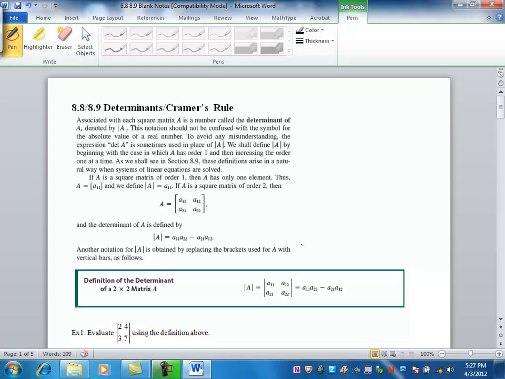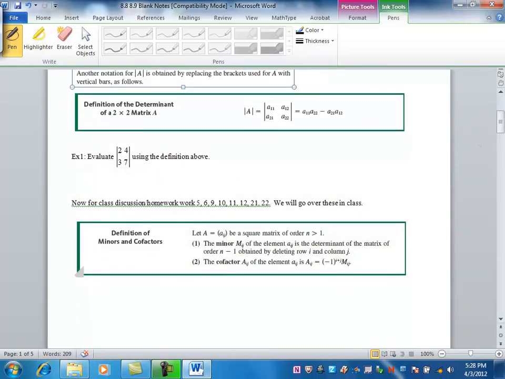Let's take a look at a 2 by 2 matrix, 2 rows by 2 columns. By the definition, we take and multiply these two together, and then subtract and multiply these other two together, and that gets us our determinant. So finding the determinant of a 2 by 2 matrix is fairly simple. If I call this matrix A, the determinant of A, sometimes denoted det A, is equal to 2 times 7 minus 3 times 4. So we're looking at 14 minus 12, which is 2.